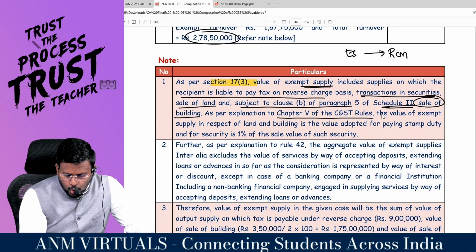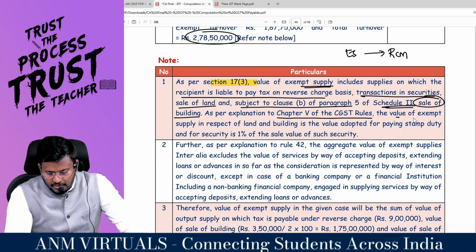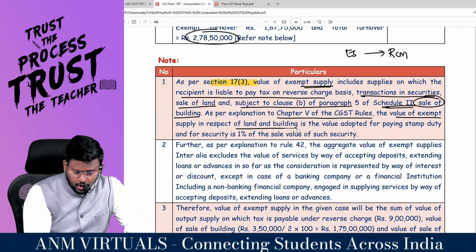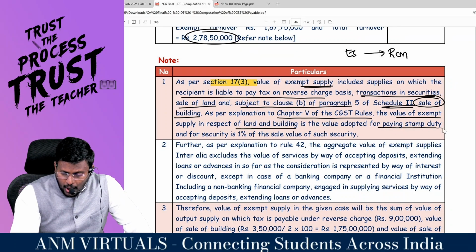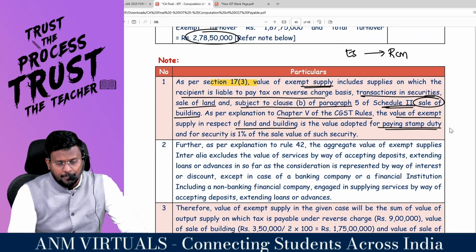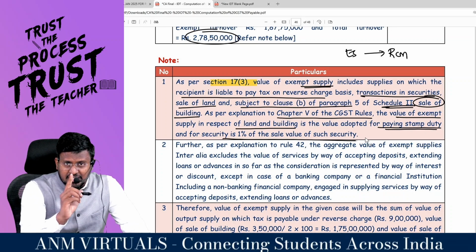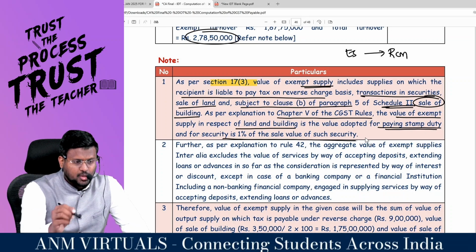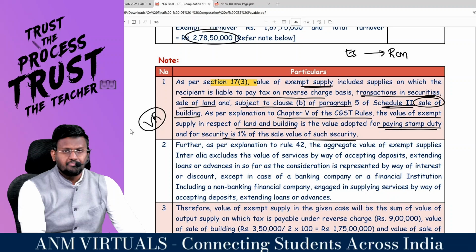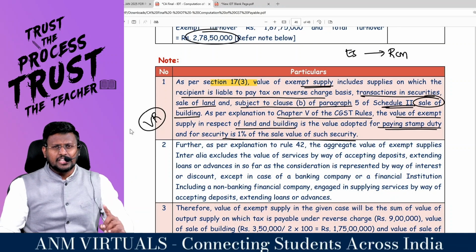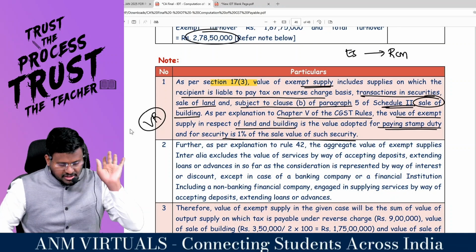As per the explanation to chapter 5 of the rules, the value of exempt supply in respect of land and building is the value adopted for paying stamp duty, and for securities it is 1% of the sale value of such security. These are the valuation rules. Many questions we have done. At least 25 questions we have solved from this ITC chapter.